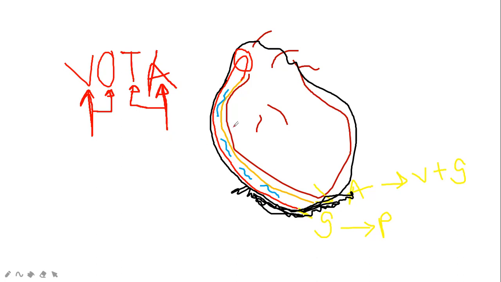So remember, I said by embryology, these two layers develop from one layer. So this is coming from the heart, and this layer is coming from the visceral layer of lateral plate mesoderm. These ones are coming from the parietal layer of lateral plate mesoderm.